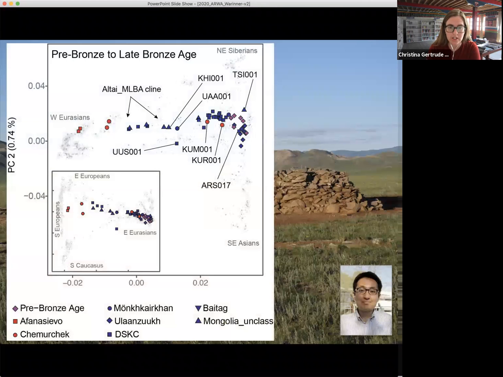We also, looking at genetics, were able to model how this population had changed through time through interacting with neighboring populations. I'm not going to go through this too much, but this is a brilliant work by Chunwan Zheng, who's a population geneticist, looking at the dynamics of the population in Mongolia over about 6,000 years.